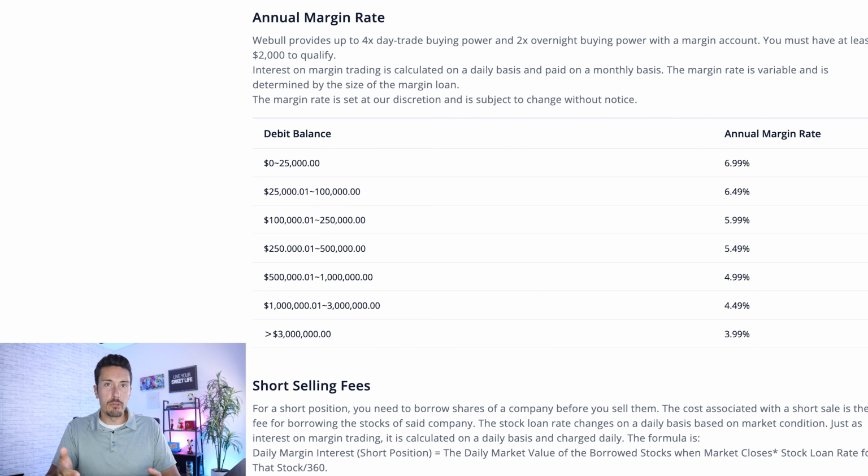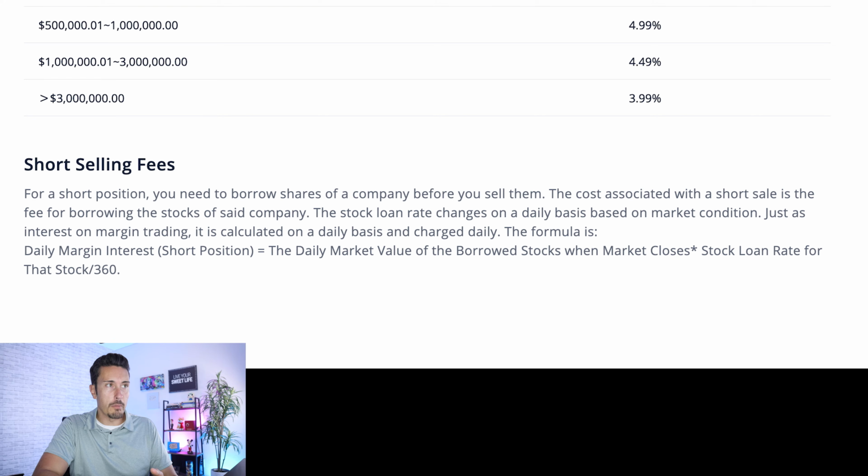You're just using leverage from your margin account on Webull. So just keep that in mind. The other tricky thing with short selling is it comes with an additional rate. So even though this is a margin rate just for normal stock trading, if you look down here, there's a short selling fee. You need to borrow shares of stock of a company before you sell them. The cost associated with the short sell is the fee for borrowing the stocks of said company.